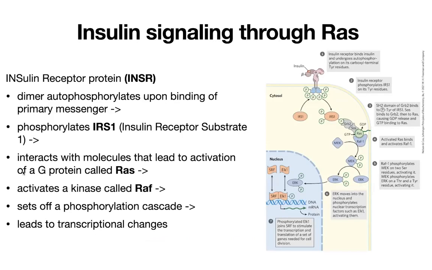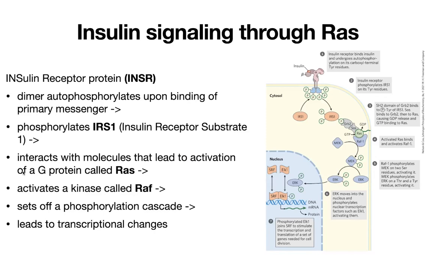Remember we said RAS is one of those G proteins. So in this signaling pathway of insulin signaling through RAS, we are using a G protein, but we're not using a G protein coupled receptor. Our G protein is not directly attached to our receptor, and it's monomeric instead of being heterotrimeric.